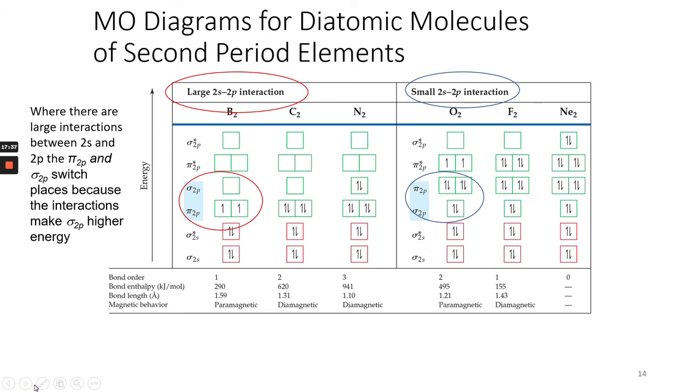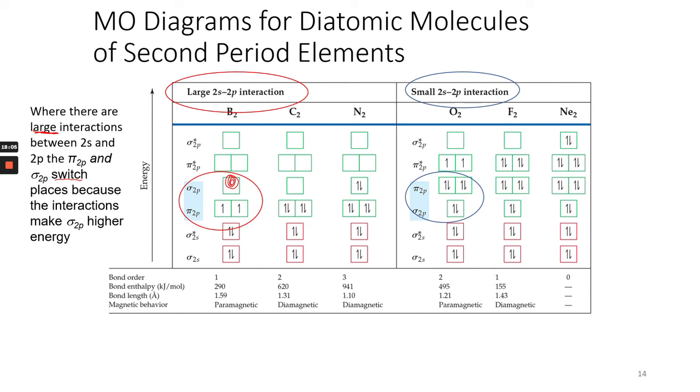And that's what's shown here. So here you have a large interaction between your 2s and your 2p. And when it does that, it makes the sigma 2p higher energy. So here's your sigma 2p higher energy, okay? Higher than the pi 2p. So where there are large interactions between the 2s and the 2p, the sigma 2p and the pi 2p will switch places. They switch places.